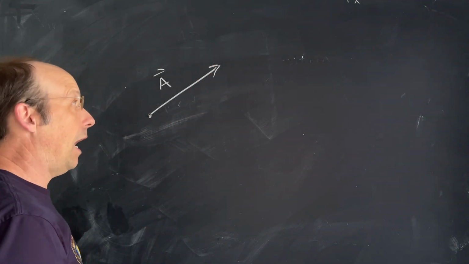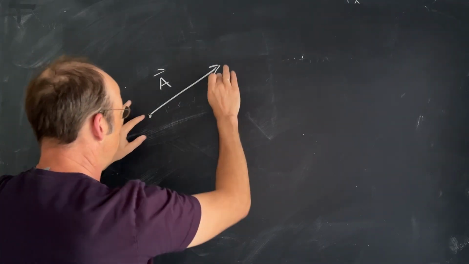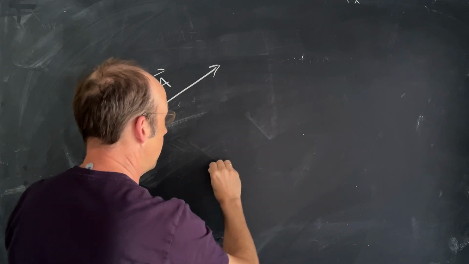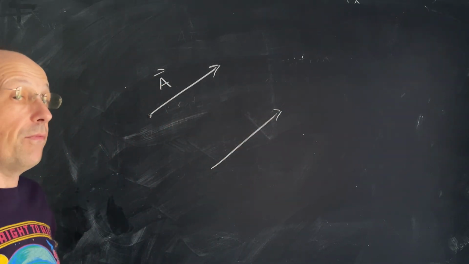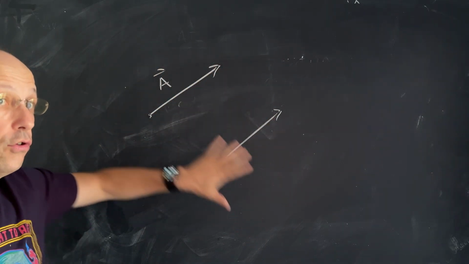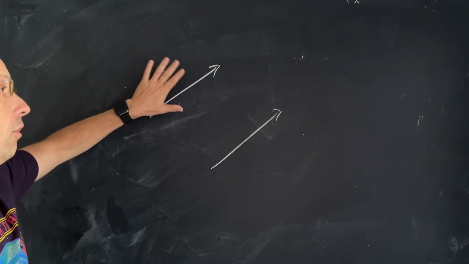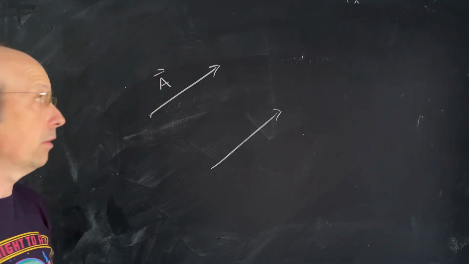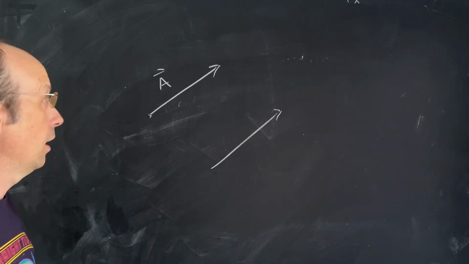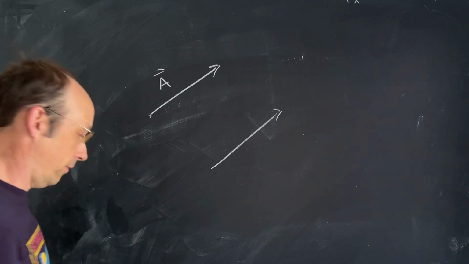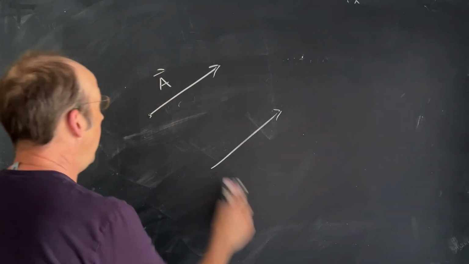But that means that if I have another vector that has the same length and the same direction, it's the same vector. So it doesn't matter where you draw that arrow. It only matters how long is the arrow and what direction is the arrow. If I change the direction, it's a different arrow. It's a different vector. Okay. If I change the length, it's a different vector. So how do I add vectors?